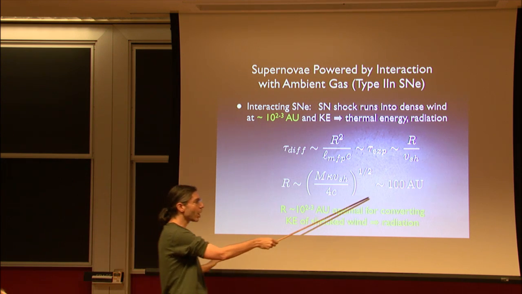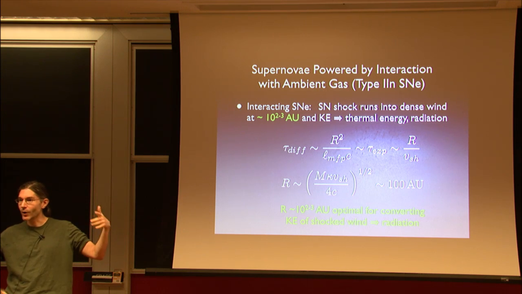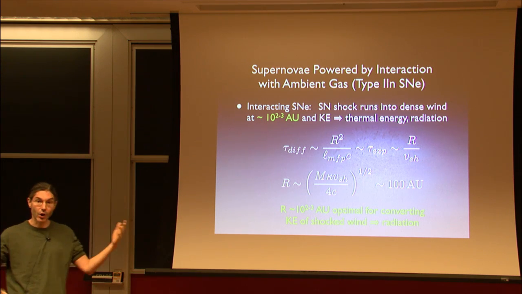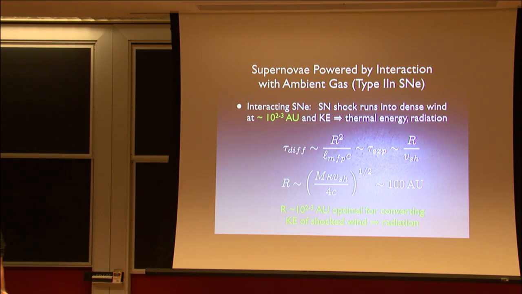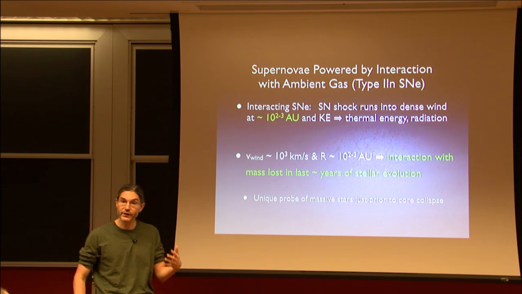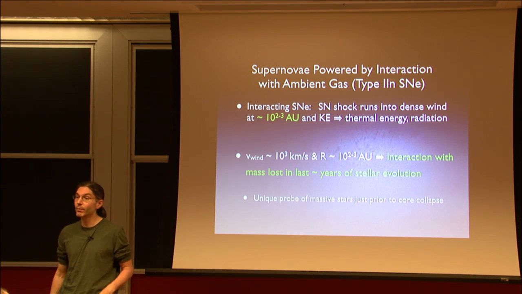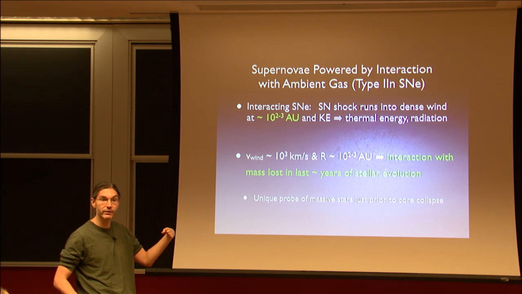And this is very large compared to stellar radius. This is 10 to the 4 or more solar radii. So this is large even compared to red giants. And so what that means is that what this is really probing is not so much the stellar photosphere, but rather it's probing material that was lost just prior to the supernovae.